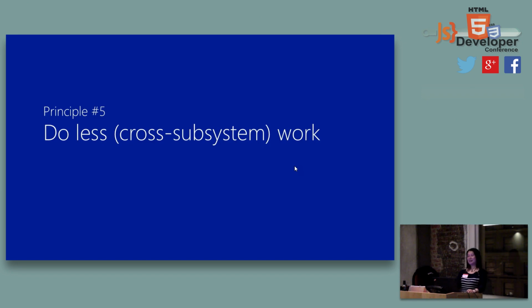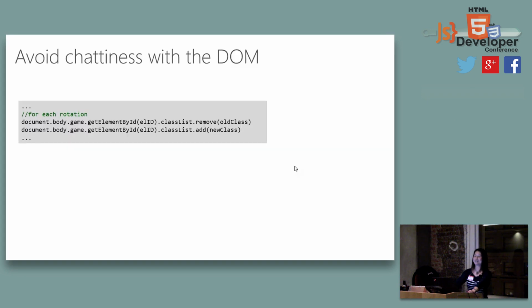Do less. The fifth principle is about doing less work. Everybody loves to do that. But actually in your code, sometimes you're not doing it. This is actually 2 lines of code I got from one of my apps. Not proud to show you that, but actually that's what I did.